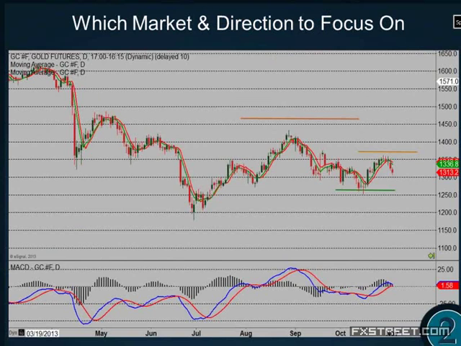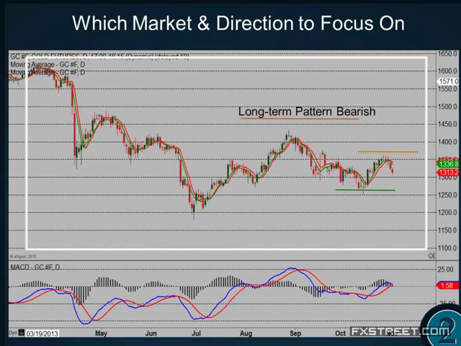Very, very simple stuff. This is the gold market a little over a month ago, when I made this particular presentation, okay? Very important that you understand the patterns here, okay? What's that? That's my long-term pattern. Why is the long-term pattern bearish? Because you're below that risk tolerance threshold level, okay?